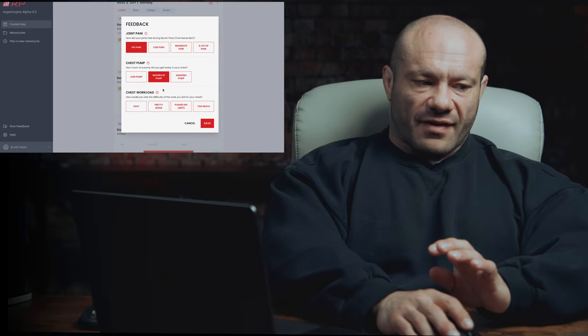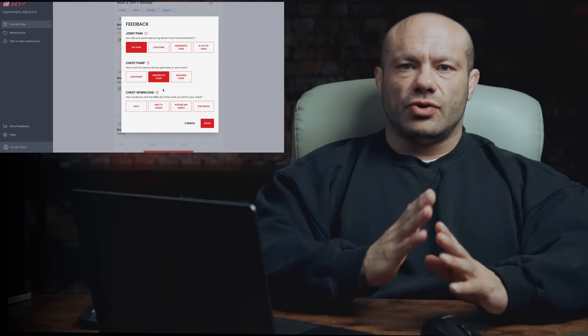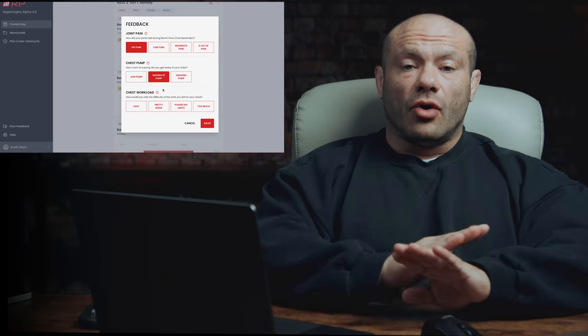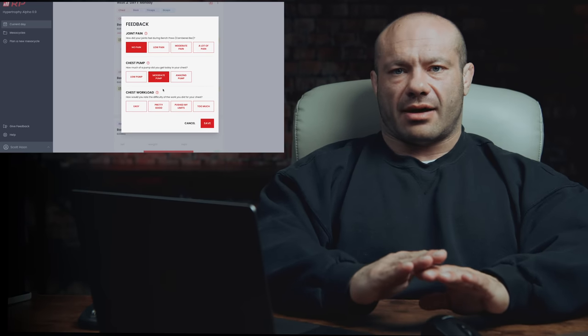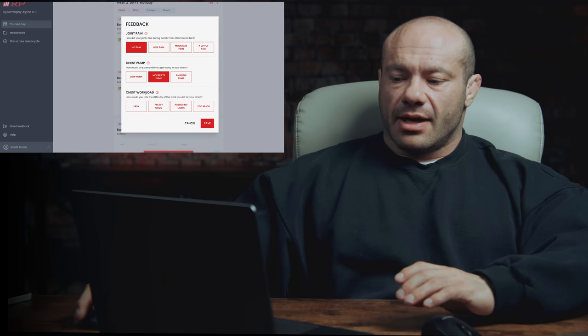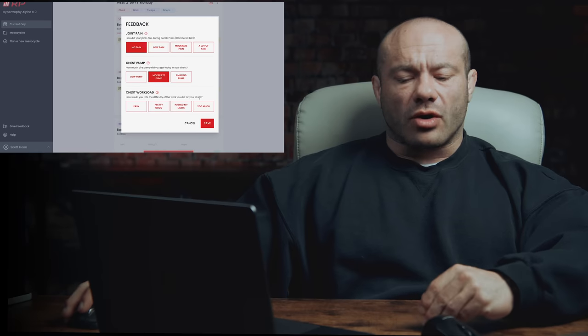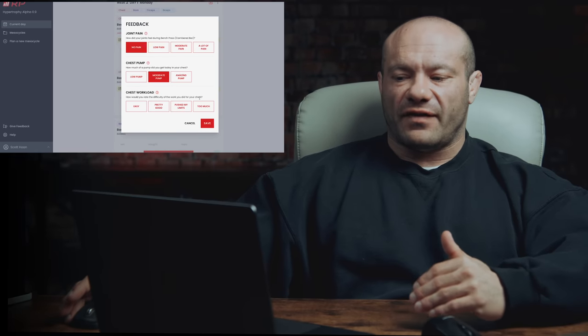I will put a fine point on this. This is where honesty to yourself is the only thing that matters. Let's take a look at how and why. So it says chest workload. How would you rate the difficulty of the work you did for your chest? All of the sets combined, how do you feel?